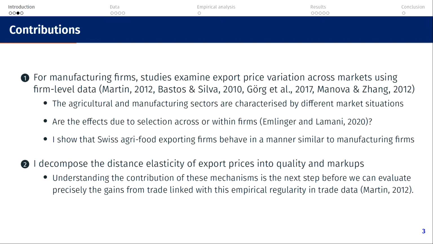And so in a lot of the existing works, it stops there. We just say, well, we see some effect of distance, but we don't know. Maybe it is quality, maybe it is markups, or it's a combination of the two. But if we want to understand further some of the welfare effects or the gains in welfare from this empirical regularity in trade data, it may be important that we are able to separate this effect into quality and also markup. So this is also something I do here.